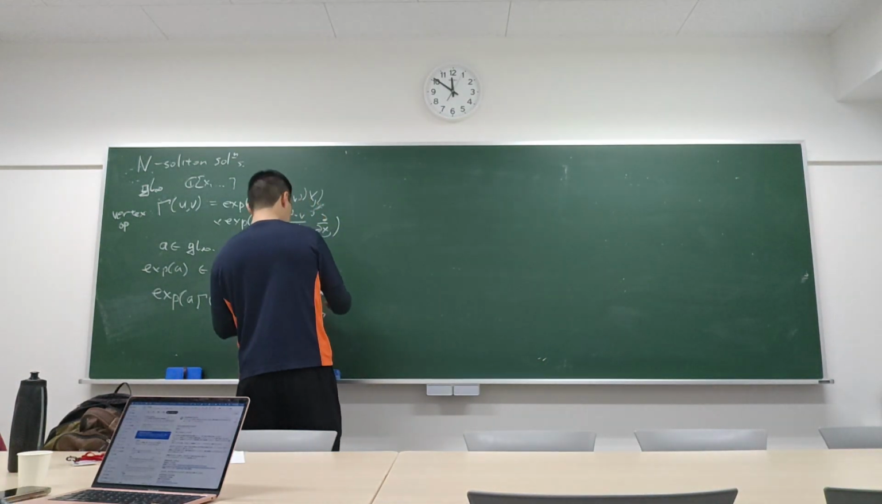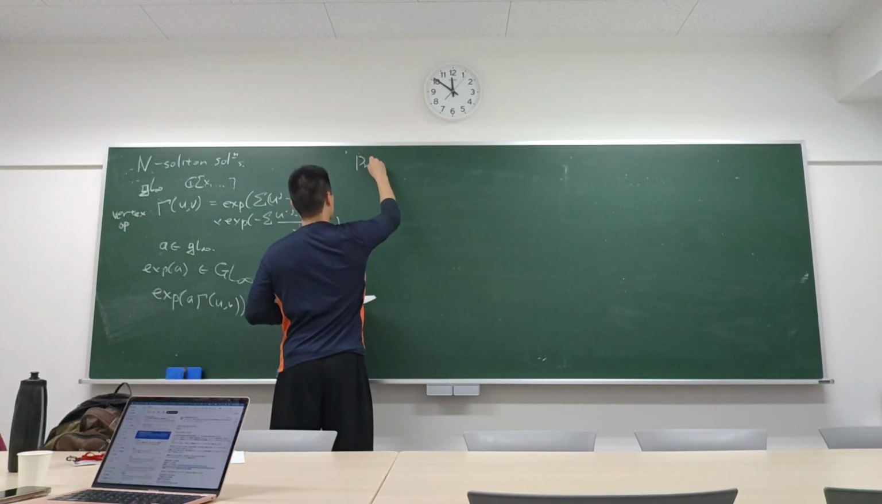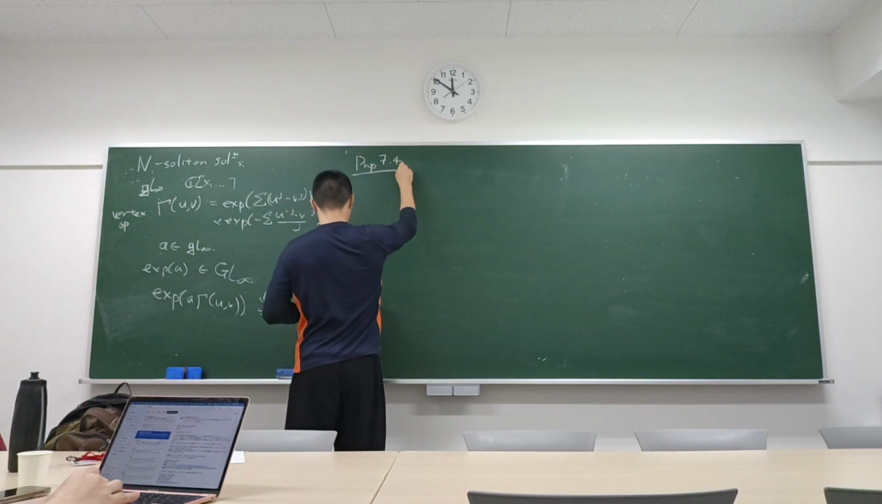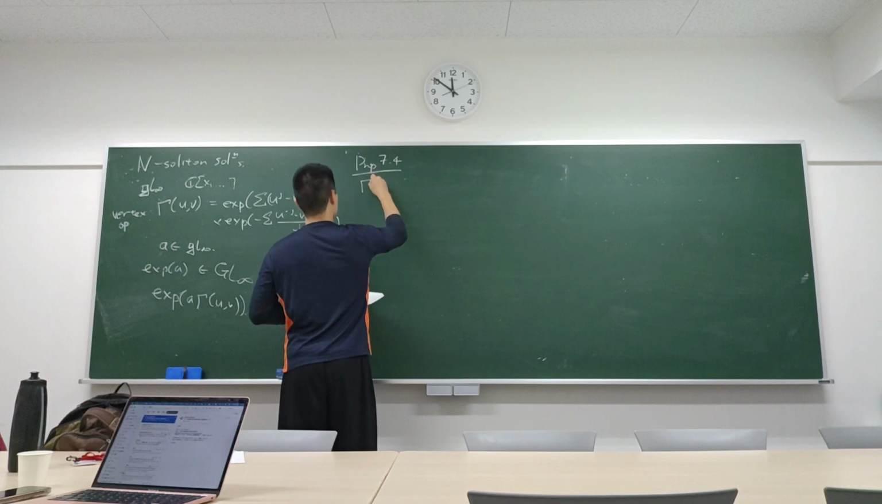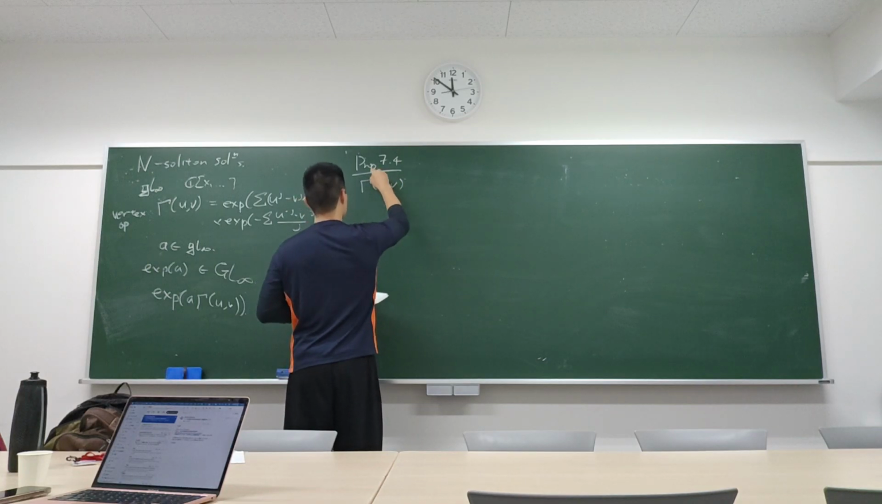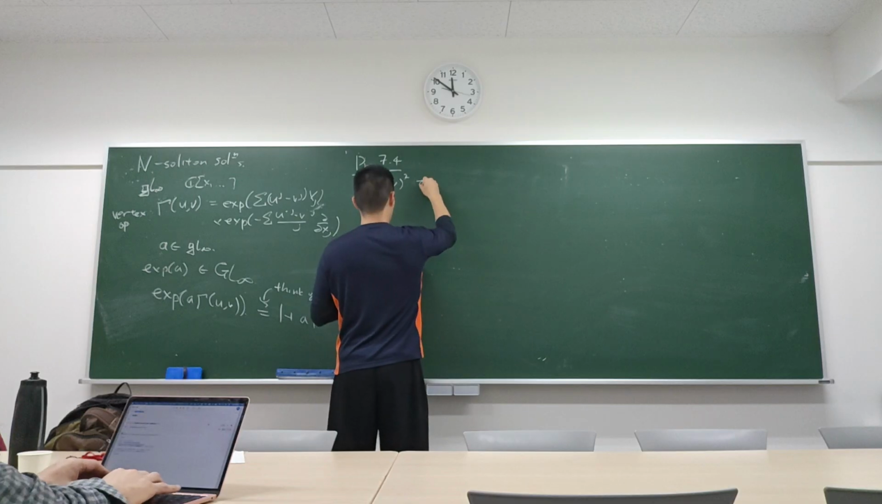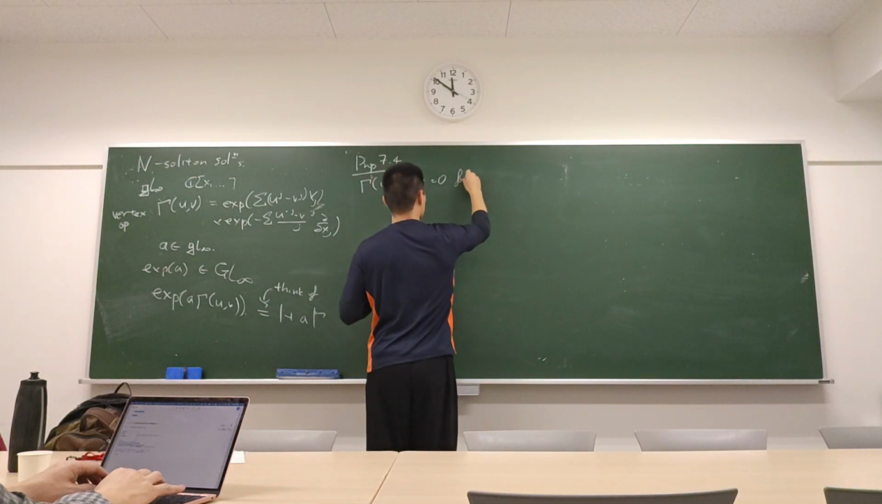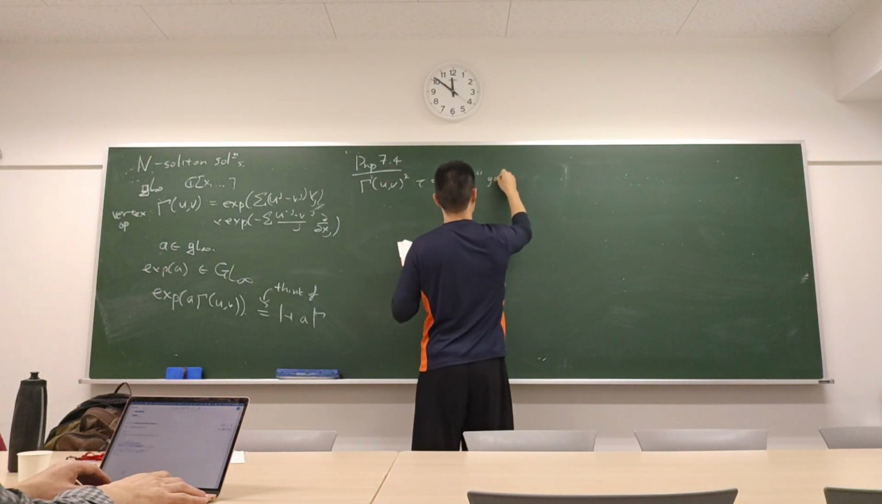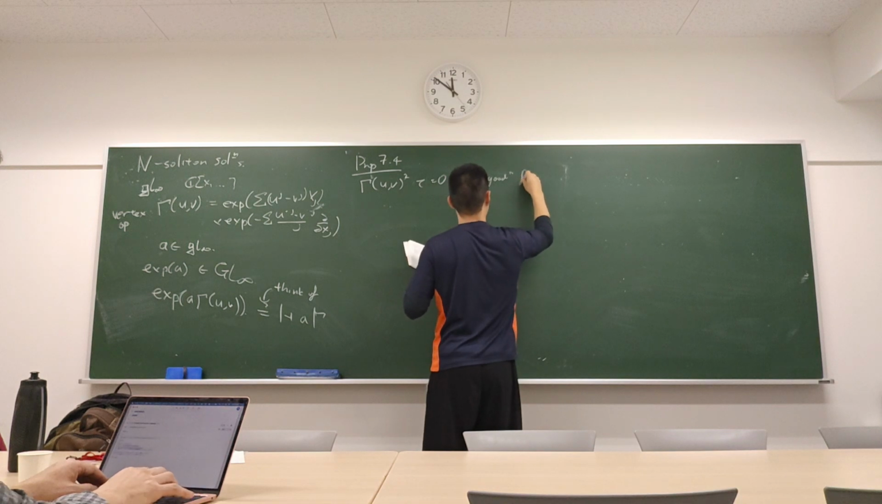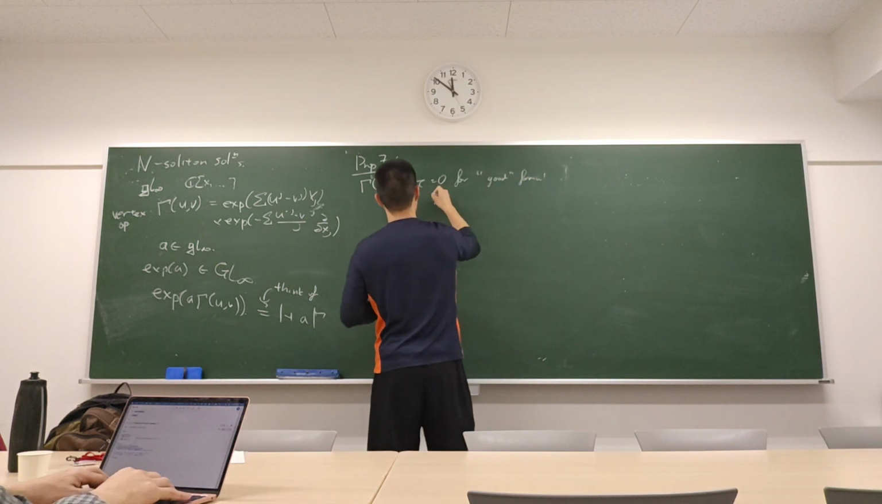So this is a proposition. Well, this gamma u v squared tau is equal to 0 for good formal power series.